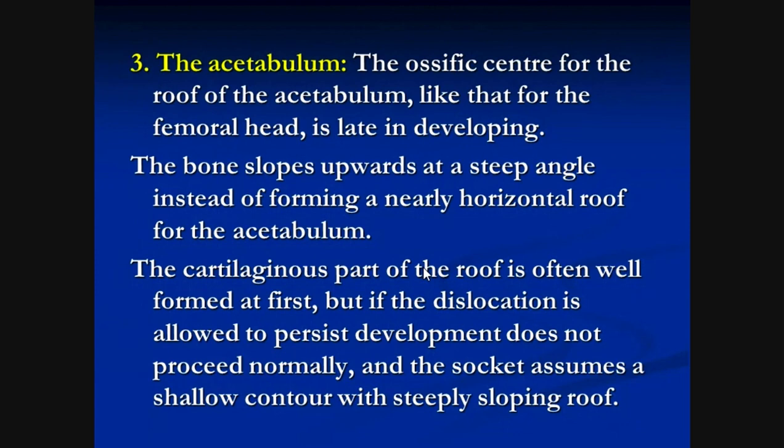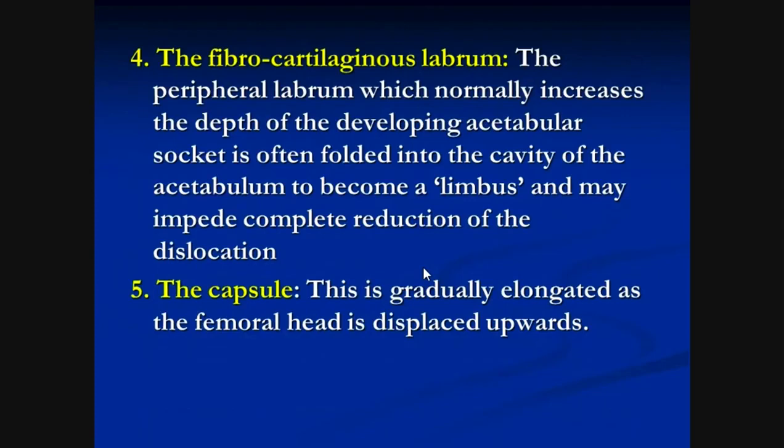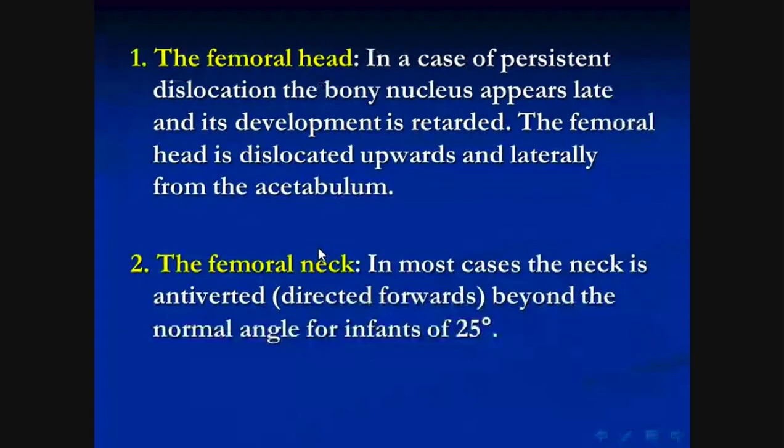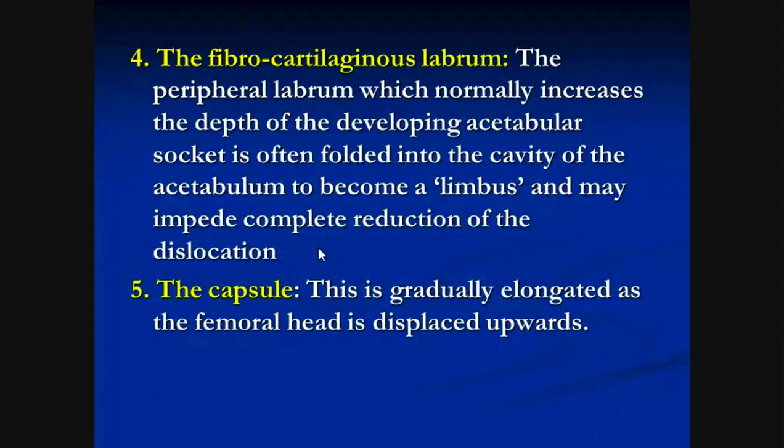The fibrocartilaginous labrum that surrounds the acetabulum, that usually increases the depth of the developing acetabulum, is folded into the cavity and becomes a limbus, as an obstacle to prevent the reduction of the head of the femur into the acetabulum. The capsule, of course, is enlarged and becomes redundant. So the pathology of the dislocation involves the femoral head, femoral neck, acetabulum, fibrocartilaginous labrum, and lastly, affecting the capsule. This is the pathology that will lead to developmental dysplasia of the hip.